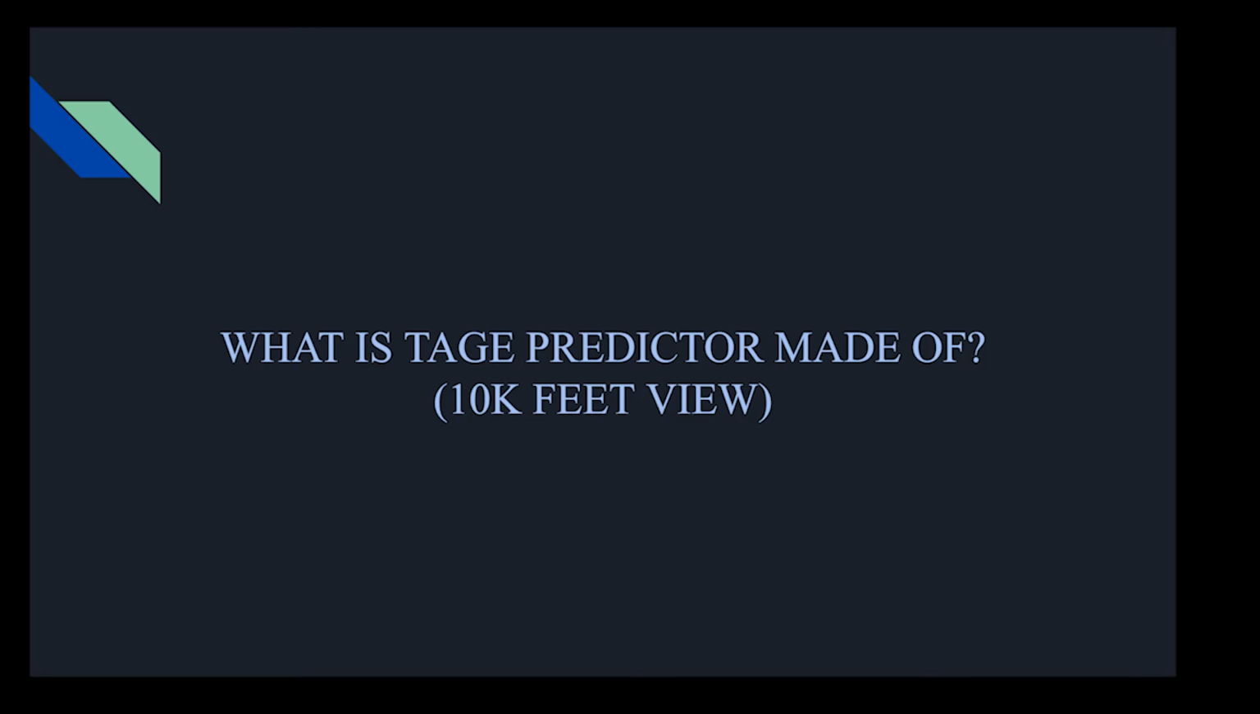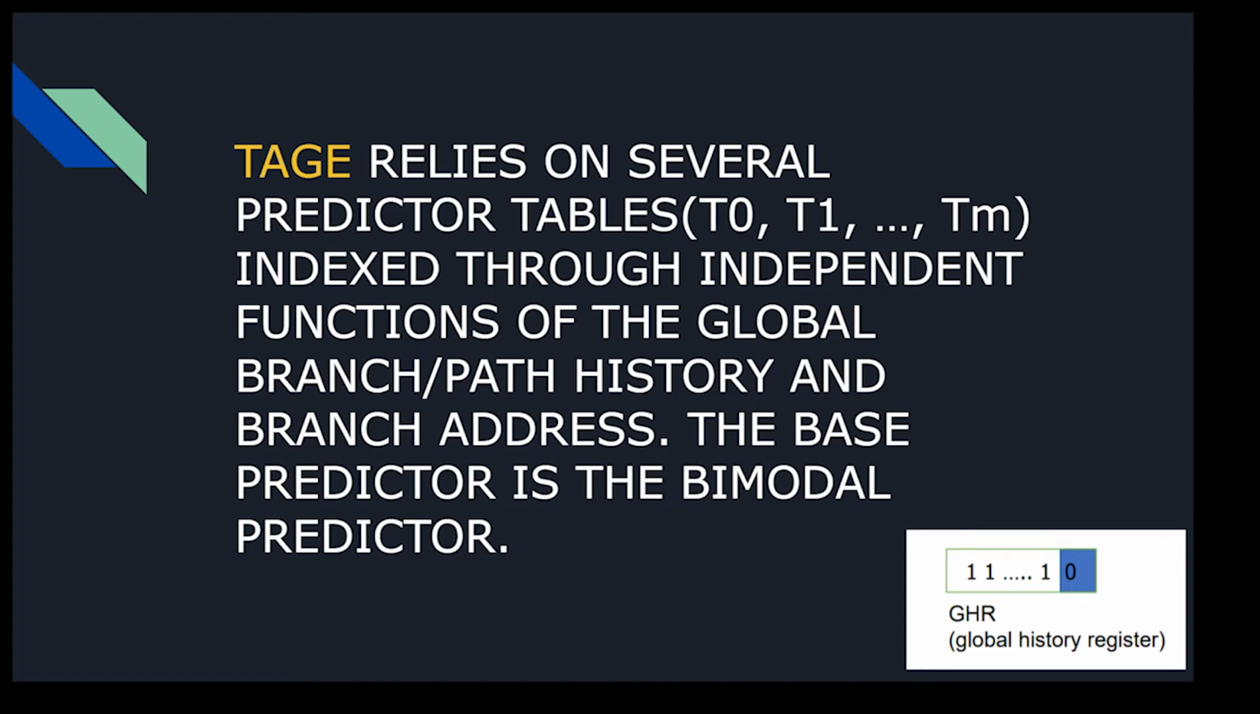What is the TAGE predictor made of from a 10K feet view? Let's see. TAGE relies on several predictor tables, which are T0 to Tm, which can be indexed through independent functions of global and path history as well as branch address, which is IP. The base predictor used is the bimodal predictor, which is a 2-bit predictor.